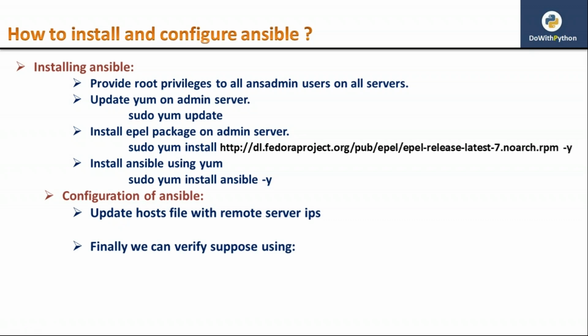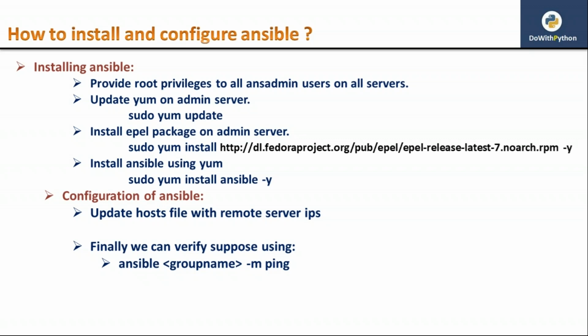Once that is done, then you have to configure your host inventory file with all your clients' IPs. You have to update your Ansible hosts file with your remote servers' IPs. And finally, we can verify using this command, like ansible some group name -m ping. If you get the response as pong, then your created environment is perfect. The setup is perfect with your Ansible. So these are all the manual steps.